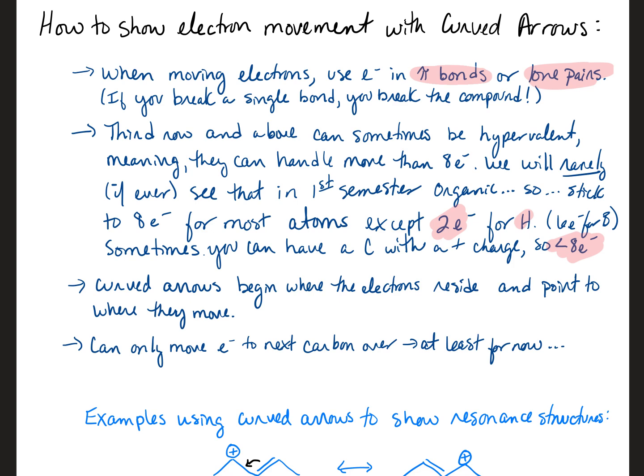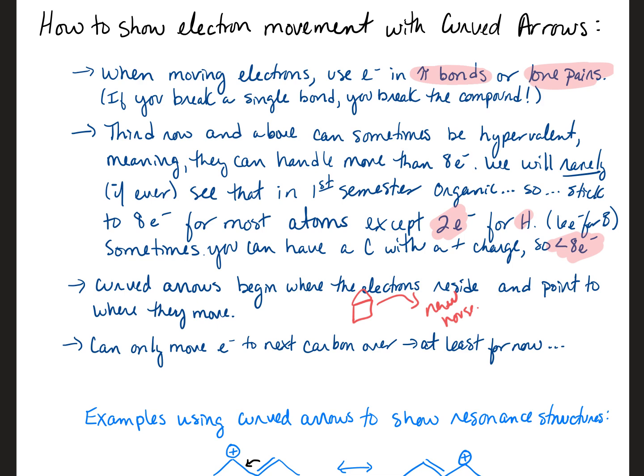Curved arrows begin where electrons reside and point to where they move. So if you were to show that you moved houses, it would start at your current house and point to your new house. Okay, that's how that goes. So you can only move electrons next door, at least for now.